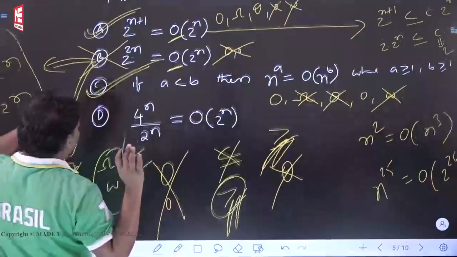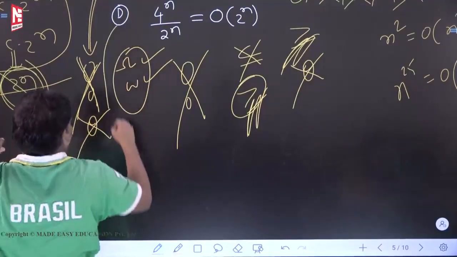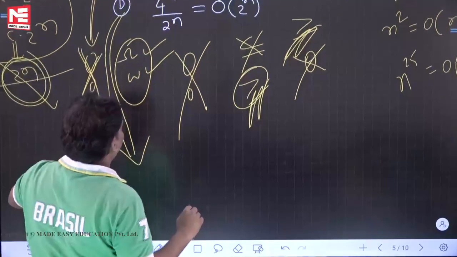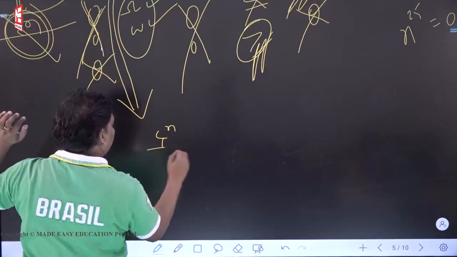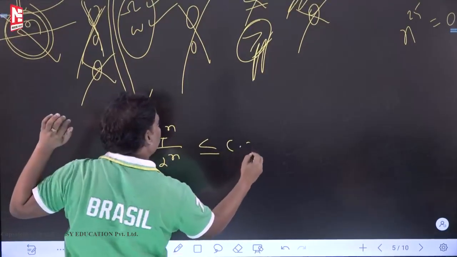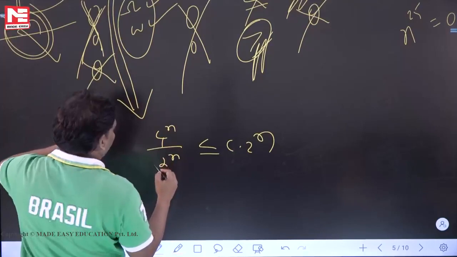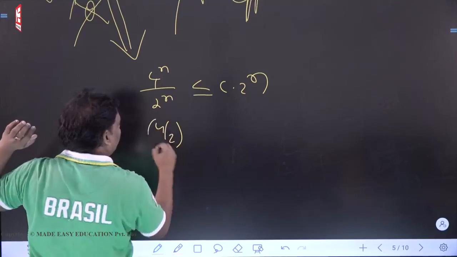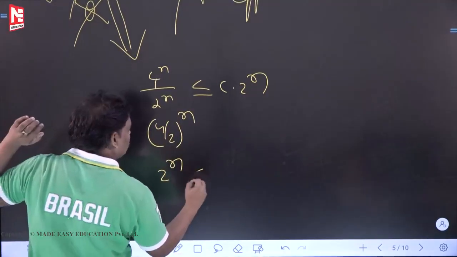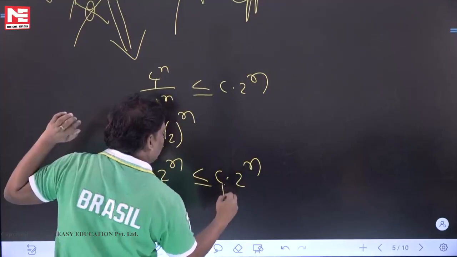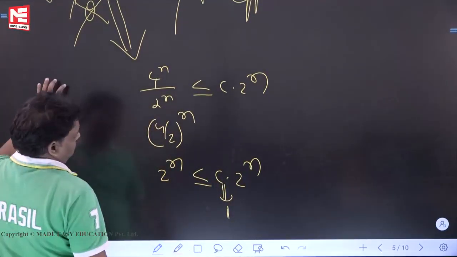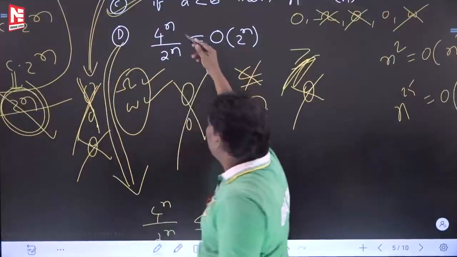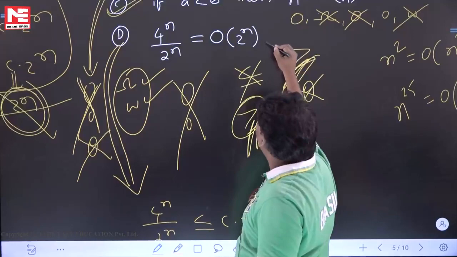Let's go for option D. Please try to use your mathematical skills. Let me check this: 4 power n by 2 power n less than or equal to some C into 2 power n. You can do it whichever way you want. It can be written as 4 by 2 whole power n, which is 2 power n, less than or equal to some C into 2 power n. The value of C you can take as 1. Yes, possible. For option D, big O is possible because the left side is 2 power n and the right side is also 2 power n.